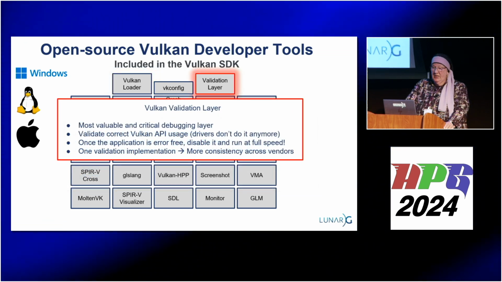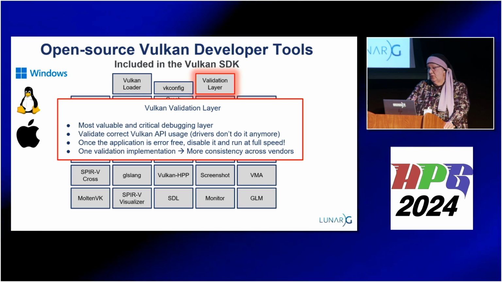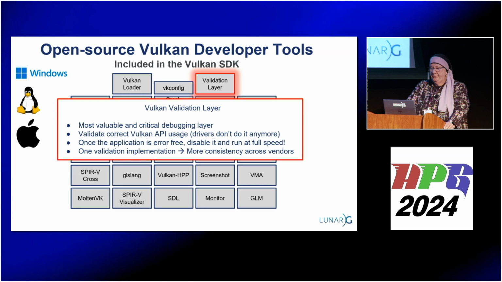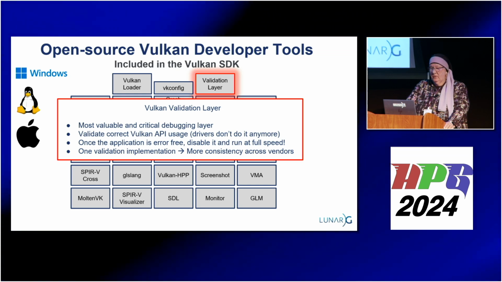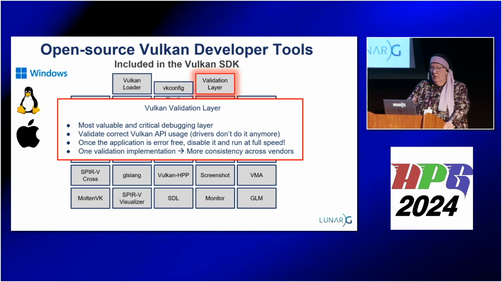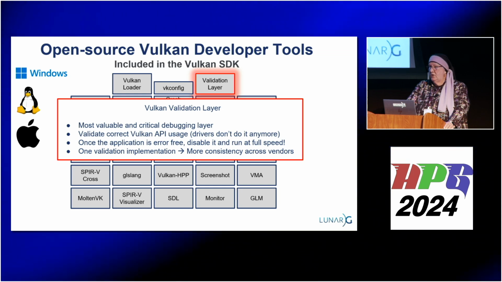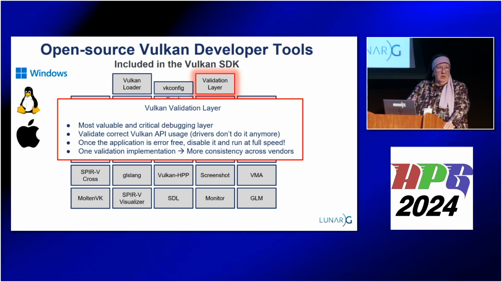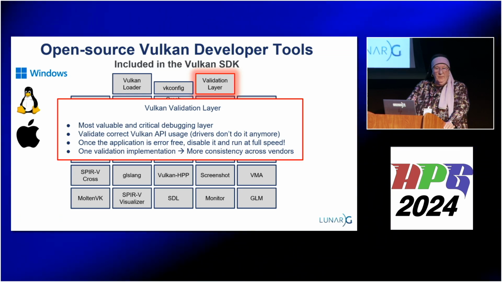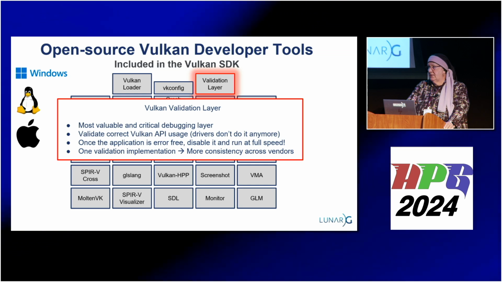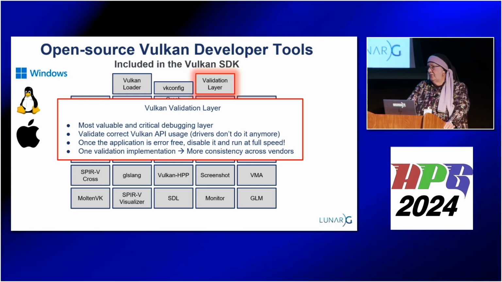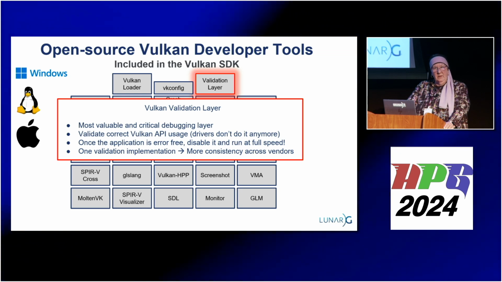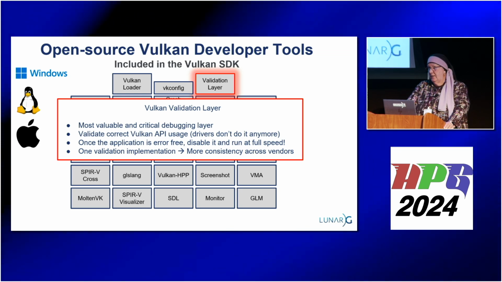Again, the Vulkan validation layer. This is the most valuable and most critical debugging layer today. Everybody that develops with Vulkan uses this layer. And again, it's validating correct Vulkan API usage because drivers don't do it anymore. Once the application is error-free, you turn off the layer and you run at full speed. One implementation of the API usage used by all results in more consistency across vendors. I do know that in the OpenGL days, you had to tune your application either for NVIDIA or tune it another way for AMD. This helps remove that.